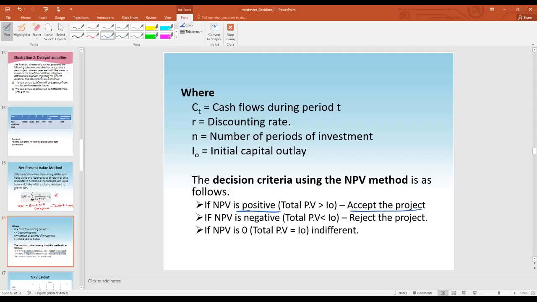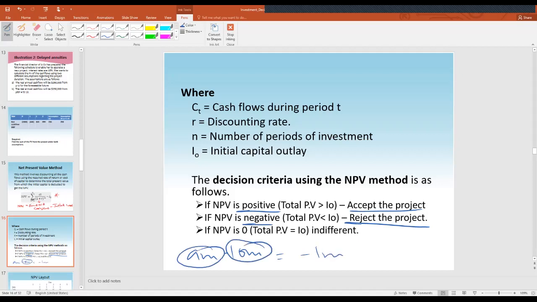If the NPV is negative, what does it mean? It means the shareholders' value will be decreasing, because if we spend 10 million and we get back 9 million, is this a good investment? No. Why should we invest in that project? It doesn't make any sense. If the company invests in a project with a negative NPV, then the company's value will decrease by 1 million, for example. Therefore, we reject such a project.